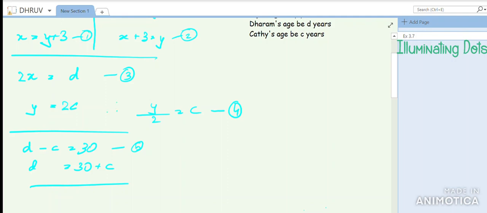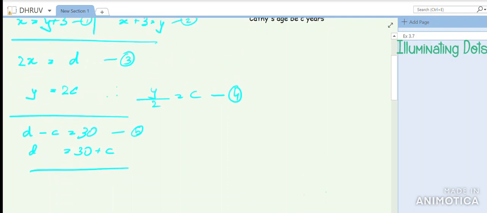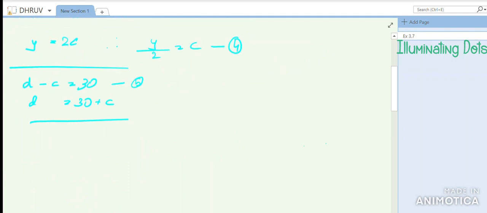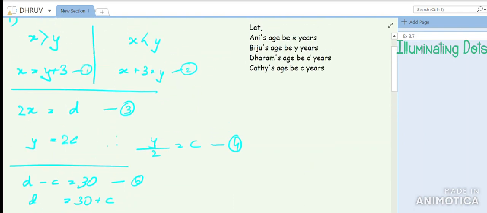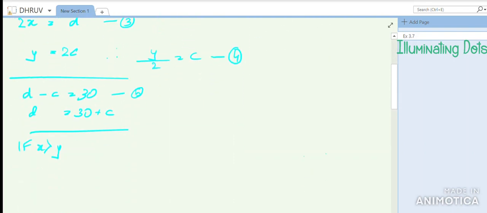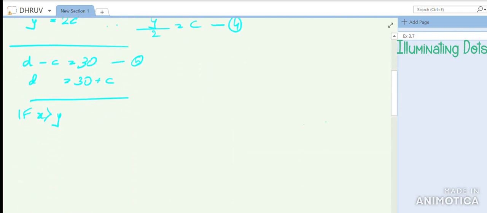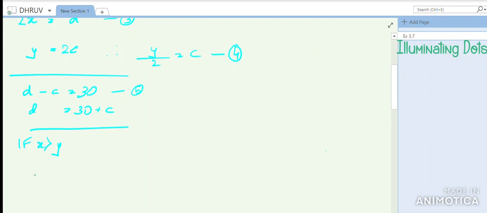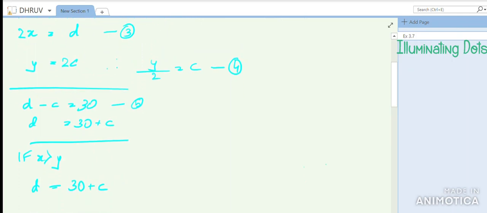So now what we do is, for the first situation, that is if x is greater than y, we will write here: if x is greater than y, then we know that x is equal to y plus 3. Now how do we apply this in the fifth equation? We found in the third equation that d is equal to 2x. So I write this here again, d is equal to 30 plus c. Now d is equal to 2x and 30 plus c.